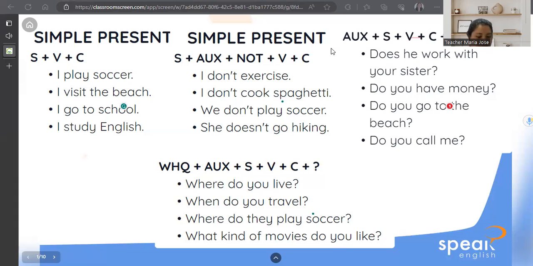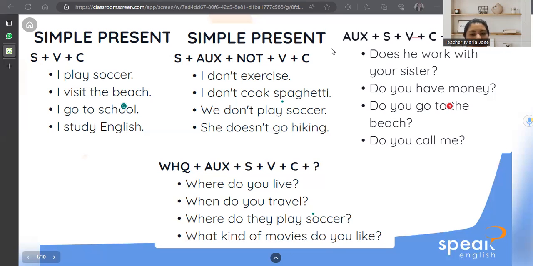Okay, now information questions. Alejandra, where do you live? I live in San Salvador. Okay. David, where do you travel? I travel on Monday. Okay. Julio, where do they play soccer? I play soccer tomorrow at night. Where? No, when. Where? I play soccer in a playground.